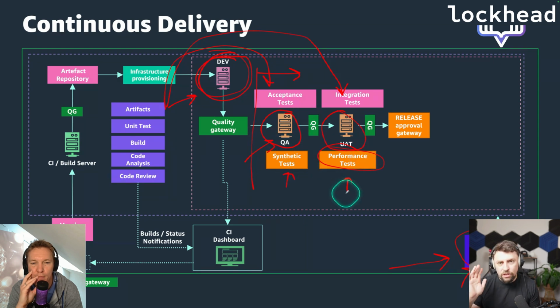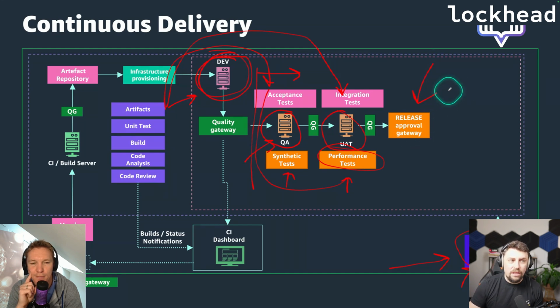UAT or staging, pre-prod, doesn't matter what you call it, but some environment which is not prod, because as you can see, at the end of continuous delivery, we have some approval gateway or release manager or some person who says this release is ready to be deployed to production. And it is the main key difference between continuous delivery and continuous deployment.